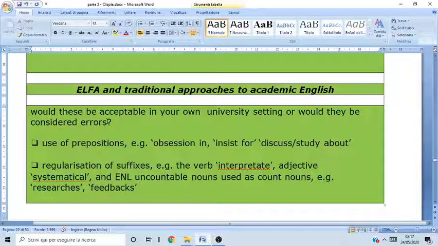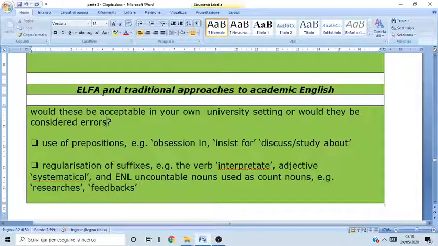And so, let's look at how English as a lingua franca is used in the academic field. And what are the traditional and non-traditional approaches to academic English? Okay, so the A that you see here stands for academic. First question for you. What do you think?